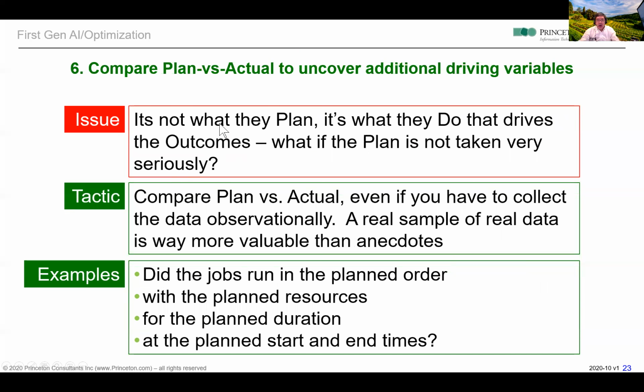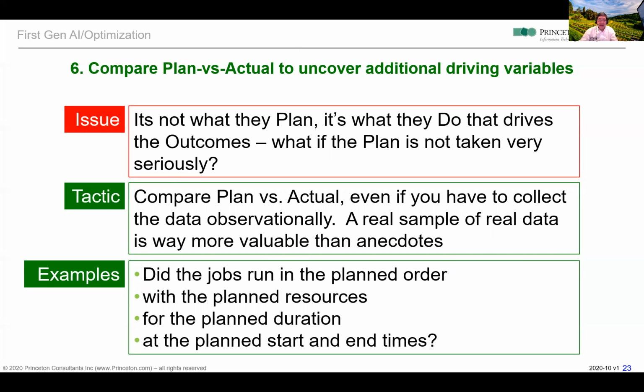Tip 6, don't spend too much time exclusively working with plans. Actually get out and see what they actually execute. It's not the plan, it's what they do that drives the outcomes. And what if the plan is not taken very seriously? It's directional, but it's not necessarily gospel. And to guard against that, you really have to compare the plan versus the actual. So in the case of job scheduling, do the jobs run in the planned order, with the planned resources, for the planned duration, at the planned start and end times? So how does the actual compare against the plan? And the actual is where you're going to end up finding the real rules that they run by.